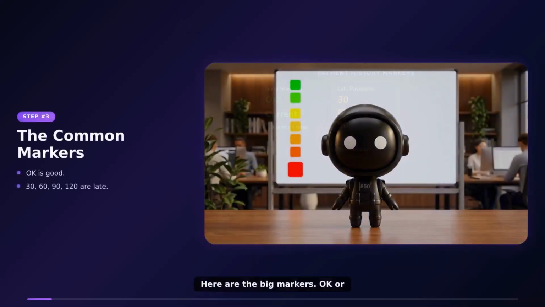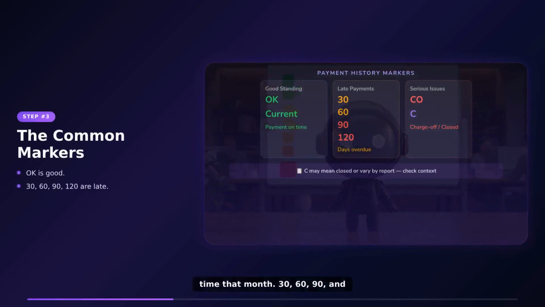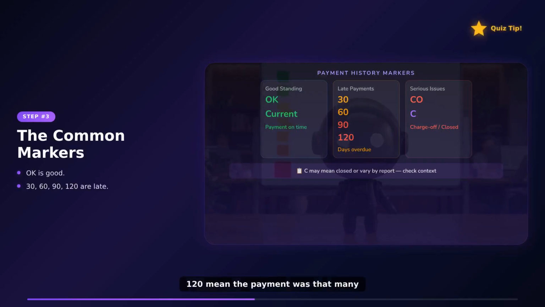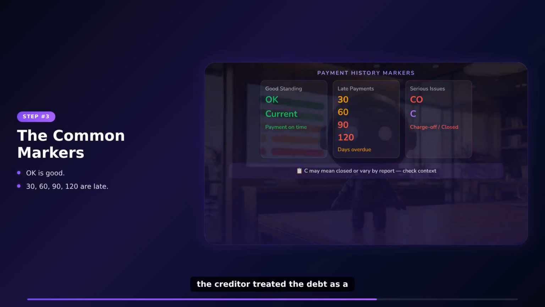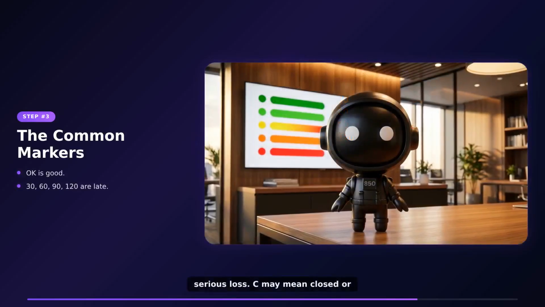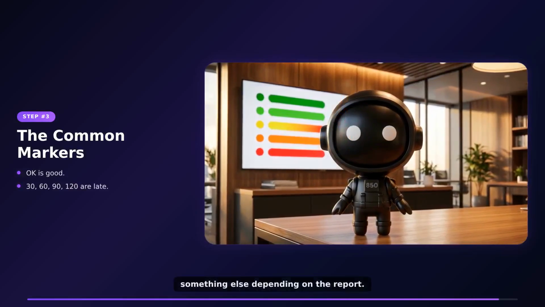Here are the big markers. OK or current usually means the account was on time that month. 30, 60, 90, and 120 mean the payment was that many days late. CO means charge-off, which means the creditor treated the debt as a serious loss. C may mean closed or something else, depending on the report.